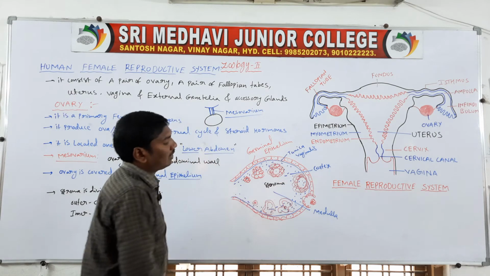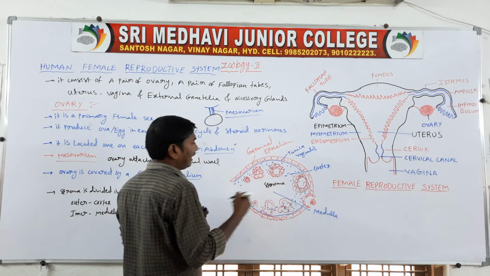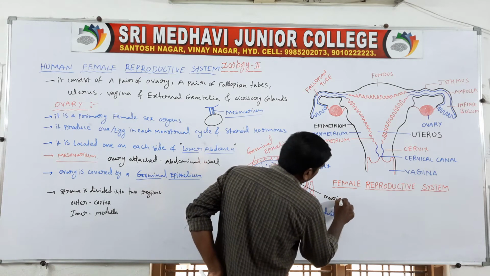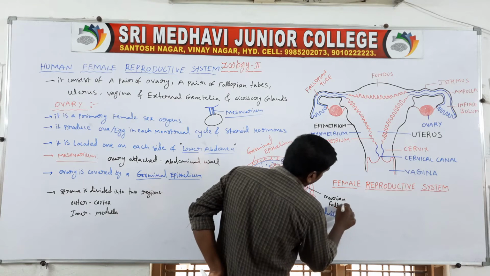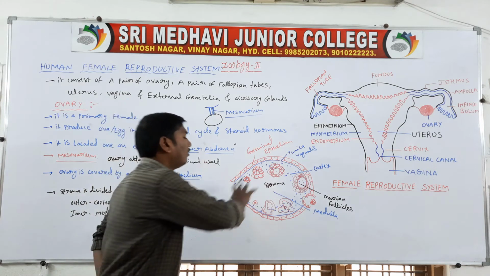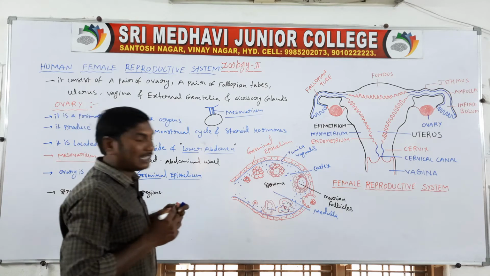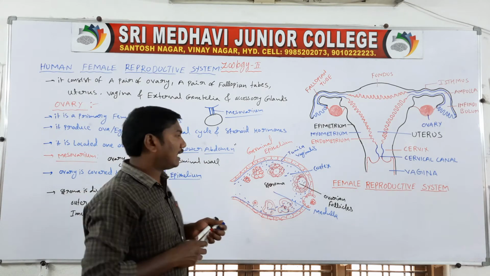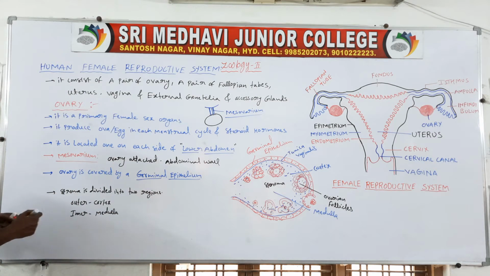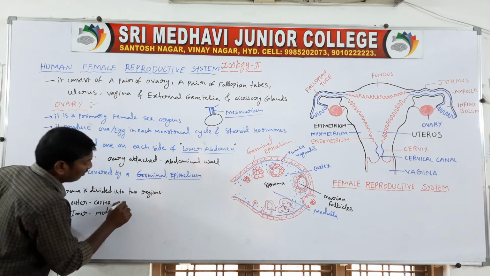So the outer cortex region contains the developing ovarian follicles. Ovarian follicles, various stages of developing ovarian follicles present in the outer cortex region. So these ovarian follicles are formed by the infolding of the germinal epithelium, the outer cortex. They are present in various stages of developing ovarian follicles.